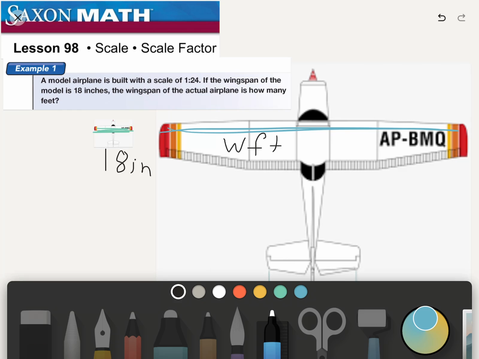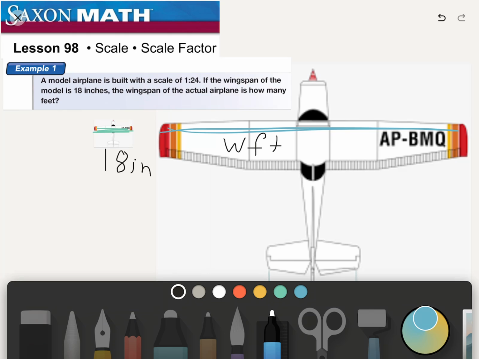Just in case you're wondering, our graphics here are probably actually a scale of 1 to 12, because either the little airplane would have to be so tiny you couldn't even see it, or the other one would have to be so big that it wouldn't fit on the screen. So this isn't actually to the scale that they're saying here, just to be clear. Okay, so it's pretty basic how we go about this.